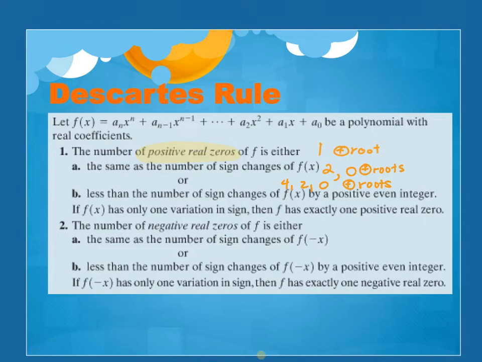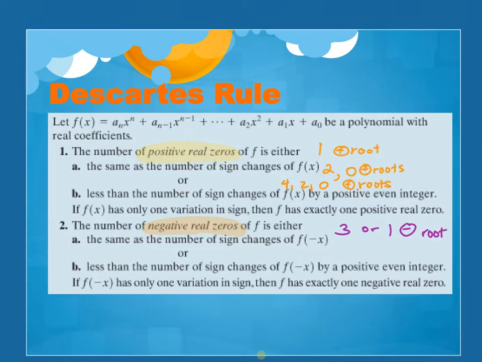To test for the negative roots, we first change the signs of x, just like we do for our symmetric test. We simplify it, and then we count the sign changes. And it's the same. It's either that number or that number minus 2 until I hit 0. So if there are 3 sign changes after I simplify, then it's 3 or it's 1 negative root.